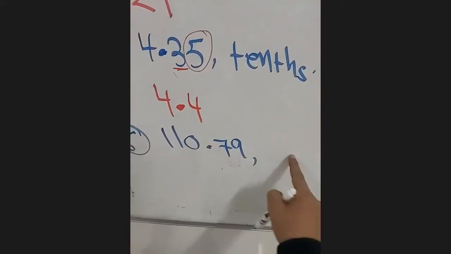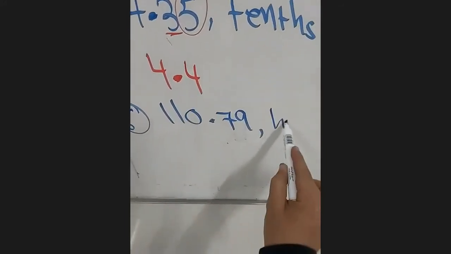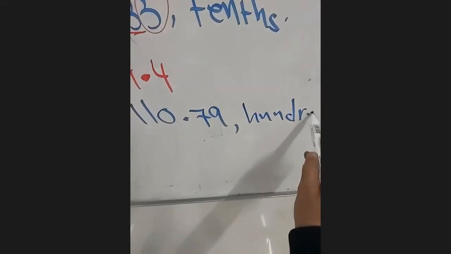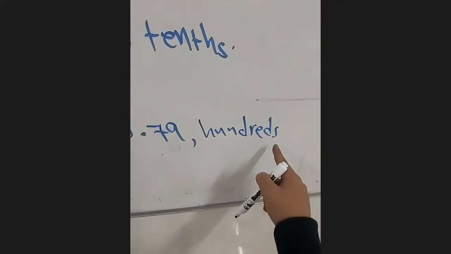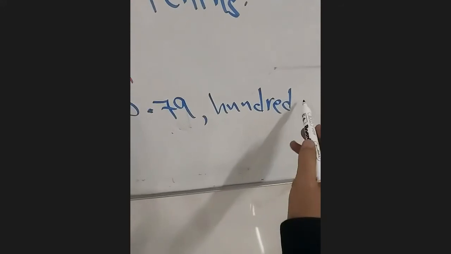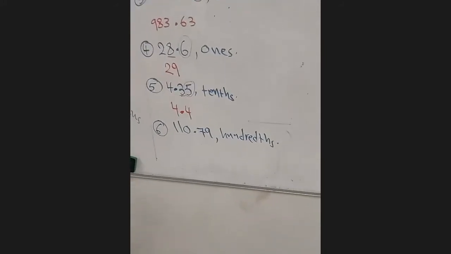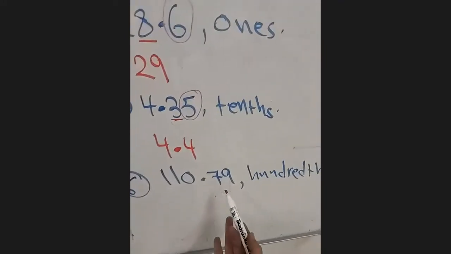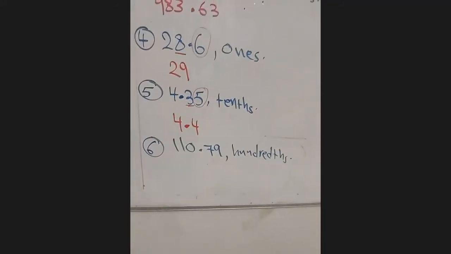Which place value? What they wrote here? Hundreds. With S or THS? Hundreds. Good. Where is the hundreds here? Tell me. The hundreds is 7. Mister, there is 0 beside the 7.